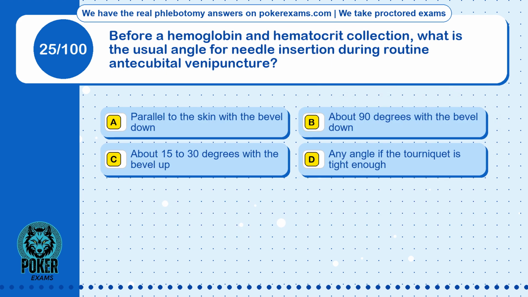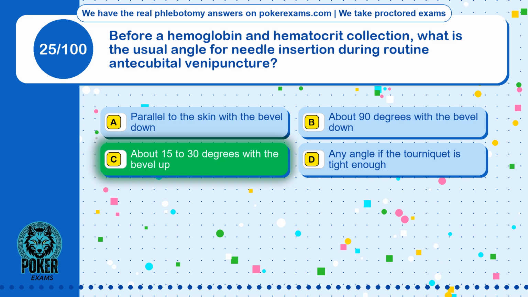Question 25. Before a hemoglobin and hematocrit collection, what is the usual angle for needle insertion during routine antecubital venipuncture? Option A, parallel to the skin with the bevel down. Option B, about 90 degrees with the bevel down. Option C, about 15 to 30 degrees with the bevel up. Option D, any angle if the tourniquet is tight enough.